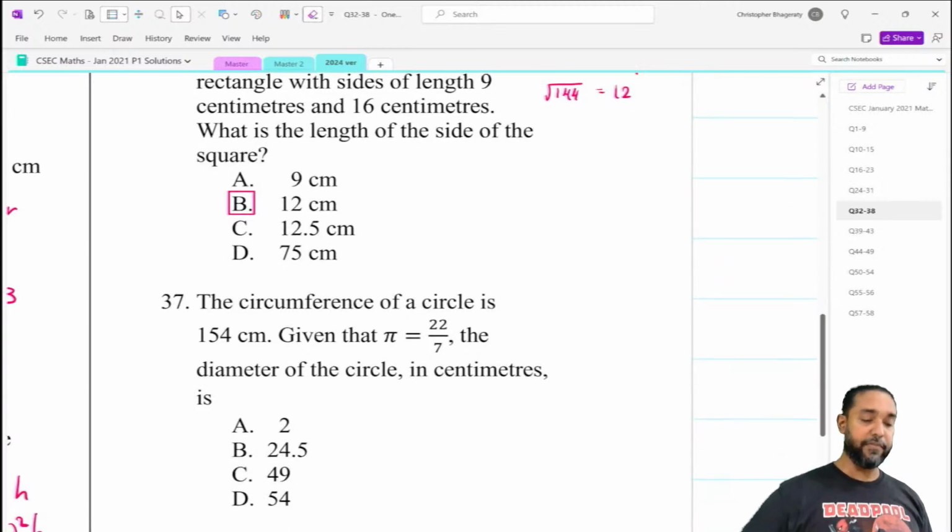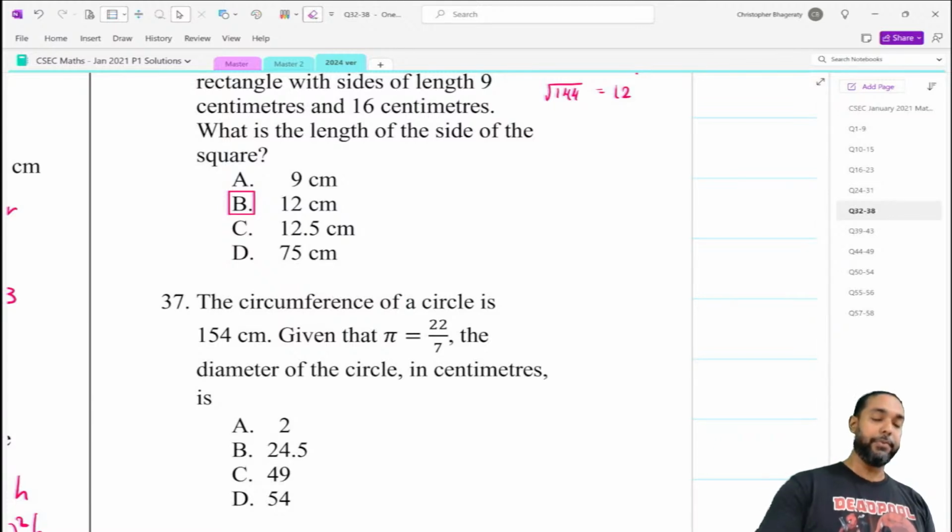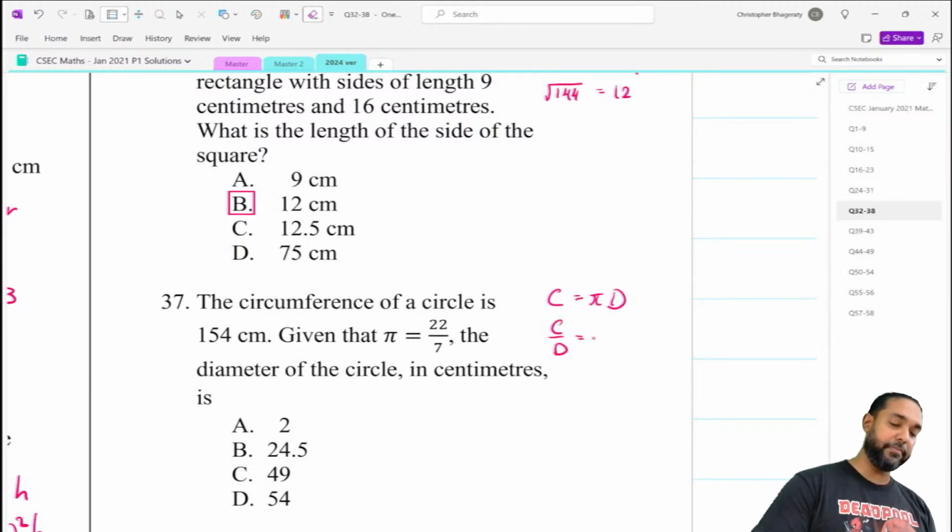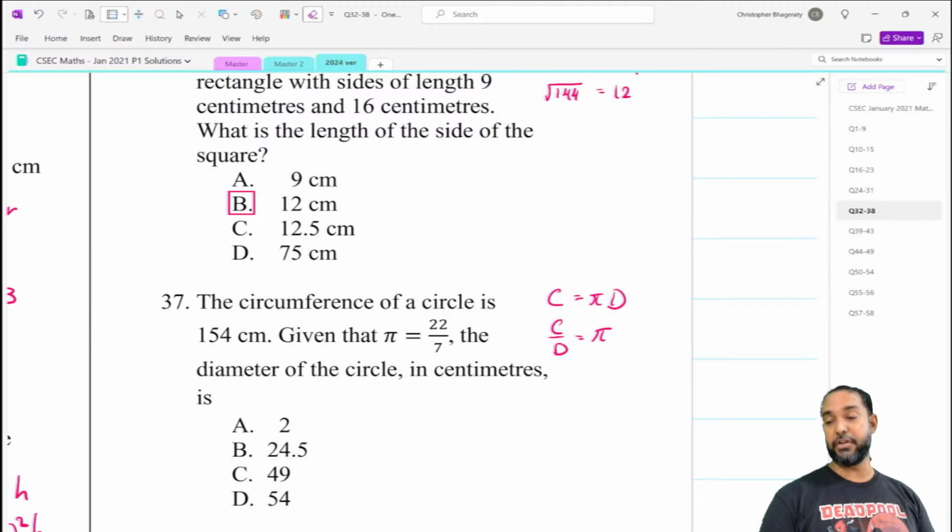Okay, the circumference of a circle is 154. Given that pi is 22/7, the diameter of the circle. Aha. So that's the thing. Circumference is really pi by diameter, right? Because they found pi by dividing circumference by diameter, right? Pi is what they call a universal constant, right? No matter how big or how small the circle, if you take the circumference and divide by diameter, you will always get pi, right? It recurs.